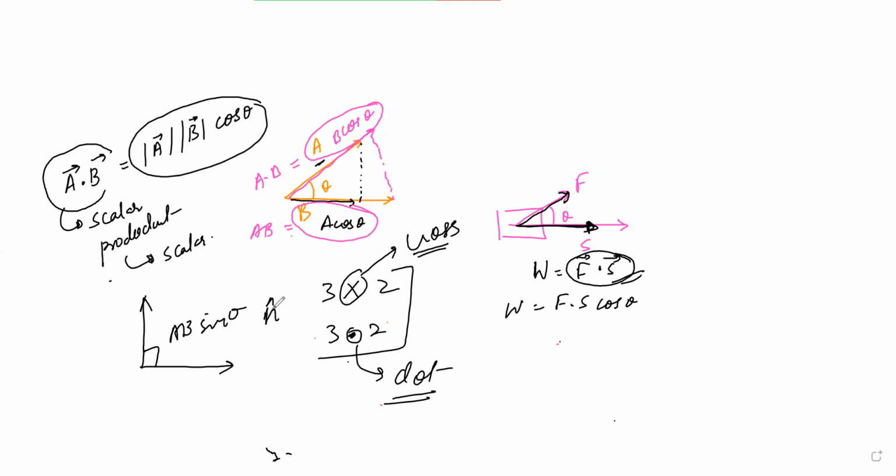Still confused? A little confused, sir, but okay. Now, I'll tell you. Vectors have two types of product: one is scalar, another is vector. Although these are vectors, there will be a vector A and a vector B.